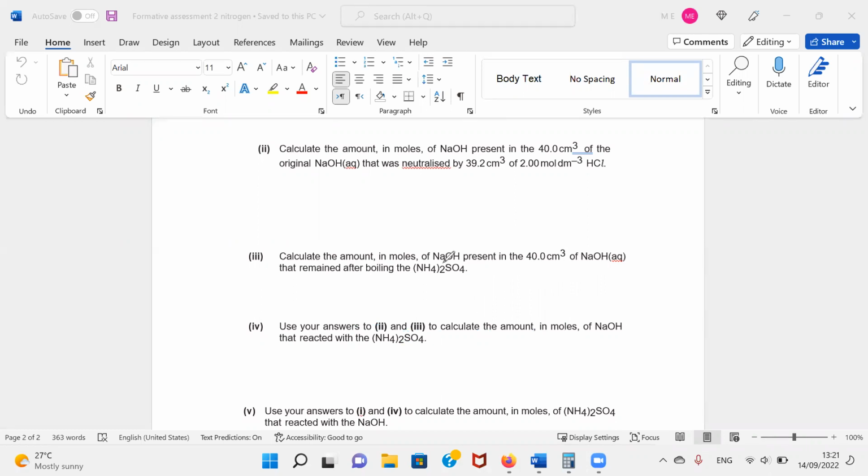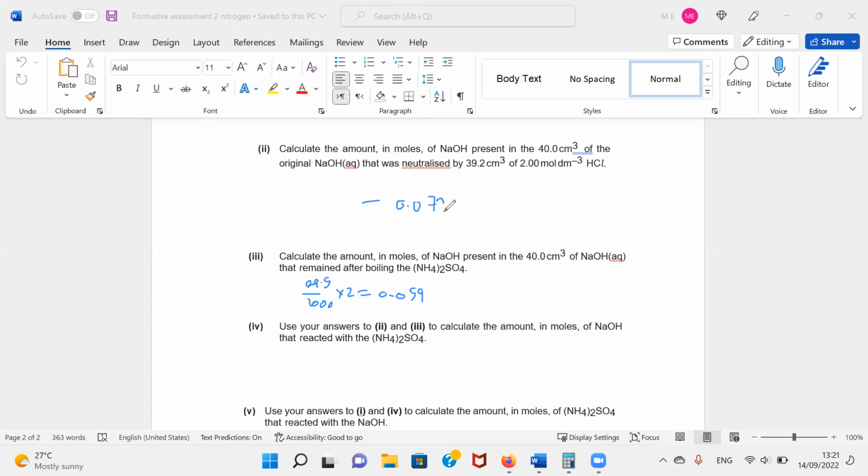This is when you got the sodium hydroxide to react with the ammonium sulfate to produce the ammonia, the sodium sulfate and water. So this is the information related to this one, which is the 29, the number of moles equals 29.5 divided by 1,000 times 2. So this basically will give you 0.059.